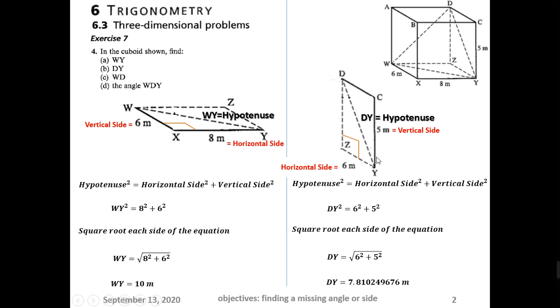And once again, I would like you to try using the cosine rule to find the unknown side DY and figure out yourself if it works or not.